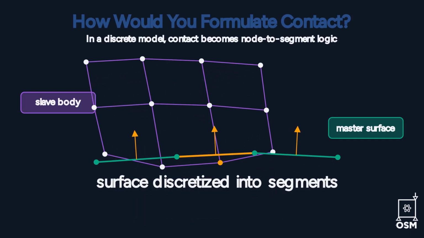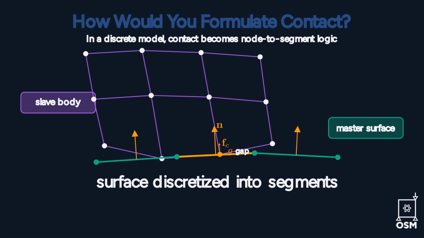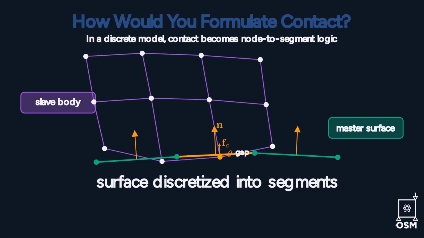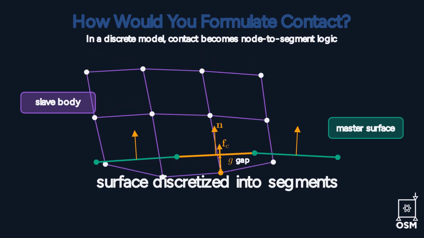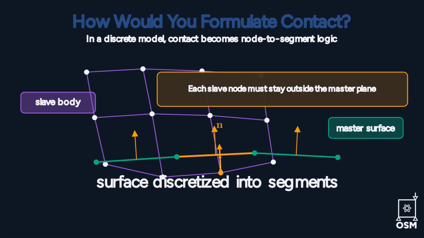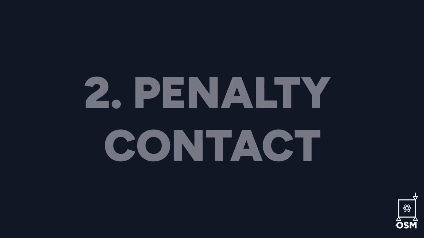In this example, a slave node has crossed the master surface. One active segment and one slave node. The surface normal defines the contact direction. Any contact force will act along that normal, pushing the node back out of the surface. We also measure the gap from the node to its projection on the master segment.